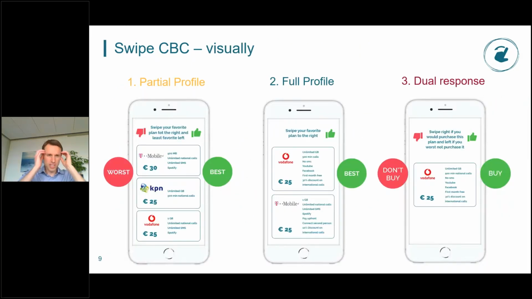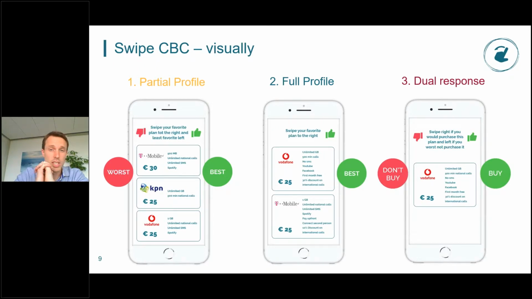So how does this SKIM swipe CBC look? First of all, we have the partial profile task. Here we ask a respondent to swipe the favorite and the least favorite plan to the left or the right. There are 3 plans on top of each other: T-Mobile, KPN, and Vodafone. On the left side, we put the brand and the price of the product. And on the right, we have just a short wording of other attributes. So we can put 4 attributes on the right, maybe even 5, and 2 on the left. Just putting it smartly on the screen, we think we can fit 3 concepts and ask for the best and the worst.